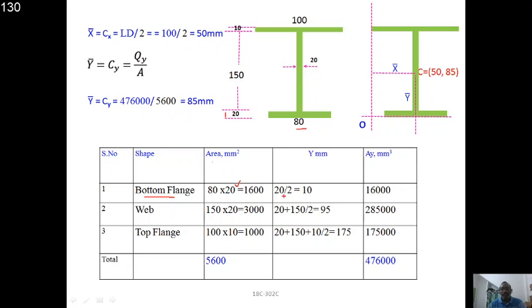Similarly, we are intended for the y-axis. We will come to these calculations later. First you see the areas for the web. This 150 is the distance between the two flanges, that is nothing but the height of the web, and thickness is 20, therefore 150 by 20, that is 3000. And similarly for the top flange, 100 is the width and thickness is 10. So multiply that you will get the area. Then add all the three areas, then you get 5600.